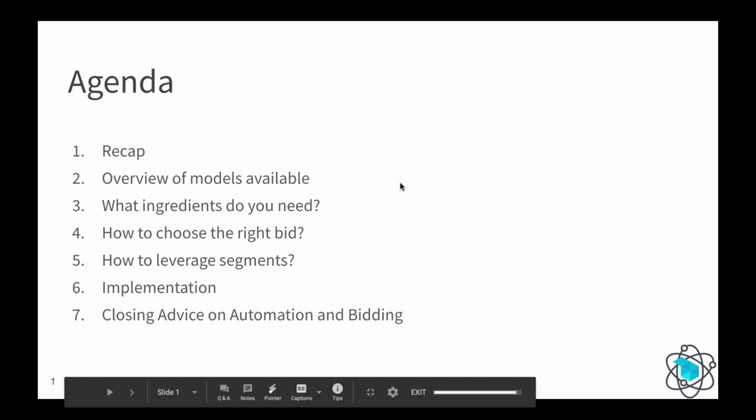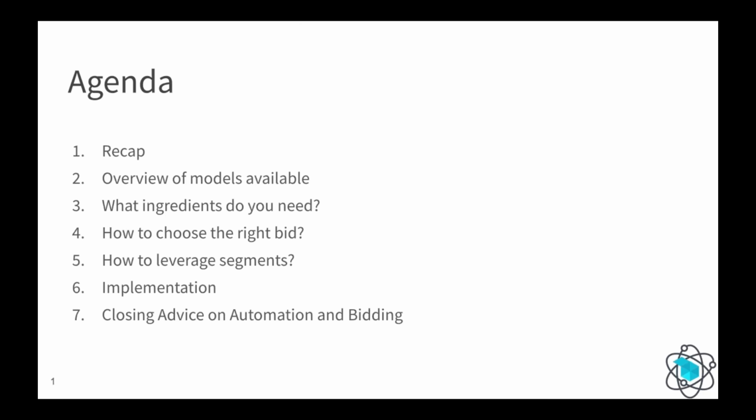So today we're gonna talk about bidding and the nitty-gritty details behind it. We're gonna do a quick recap on bidding, then we're gonna jump into what models are available, what ingredients we need in order to start with our bidding models, then finally the real meat of this webinar today, how do we actually go and pick the right bid. Then we're gonna play a little bit with segments, and I'm gonna show you the way for implementing your very own bidding model, and then we're gonna wrap things up.